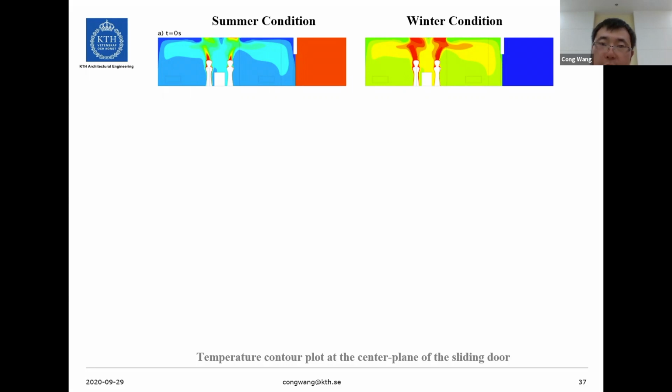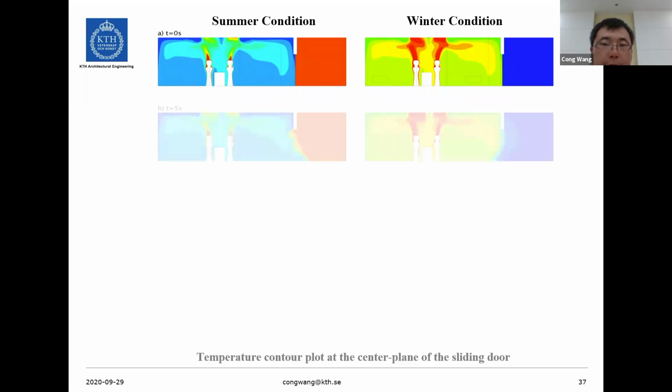So in the summer condition, we have the temperature in the corridor about 3 degrees higher than the temperature in the operating room. And in the winter condition, we assume that the temperature in the corridor can be about 3 degrees lower than the temperature in the operating room.